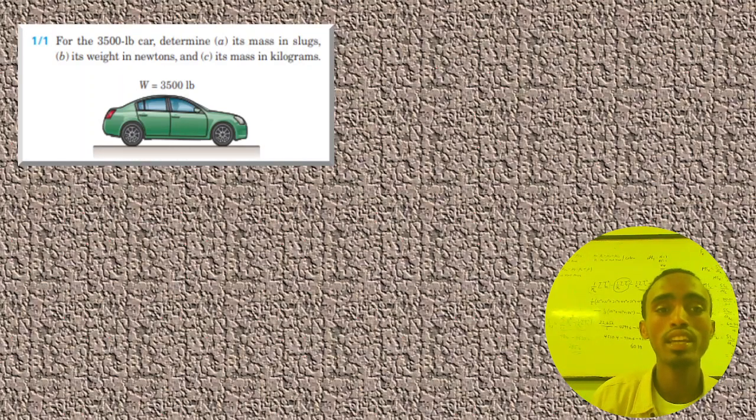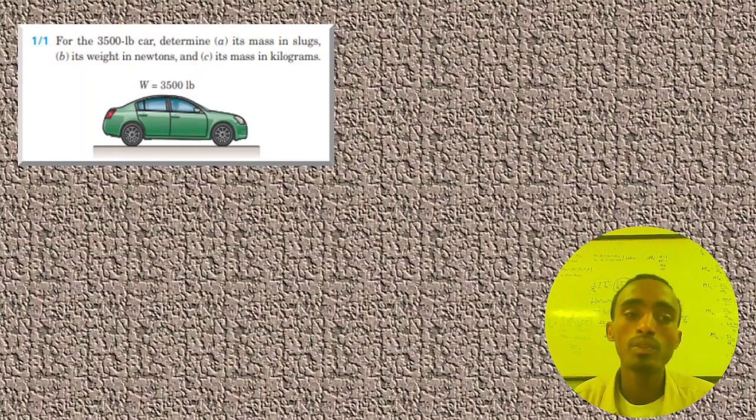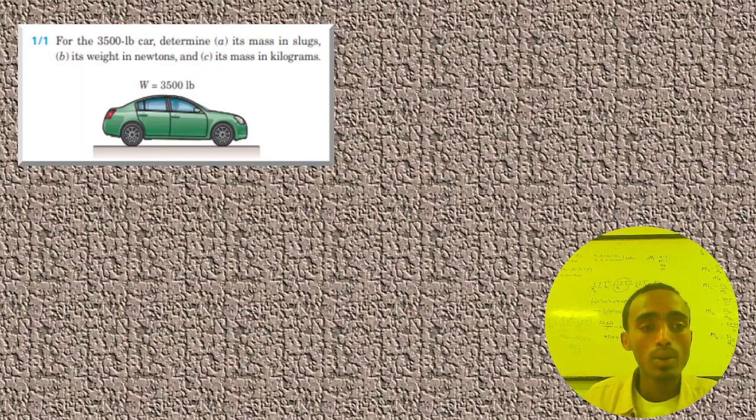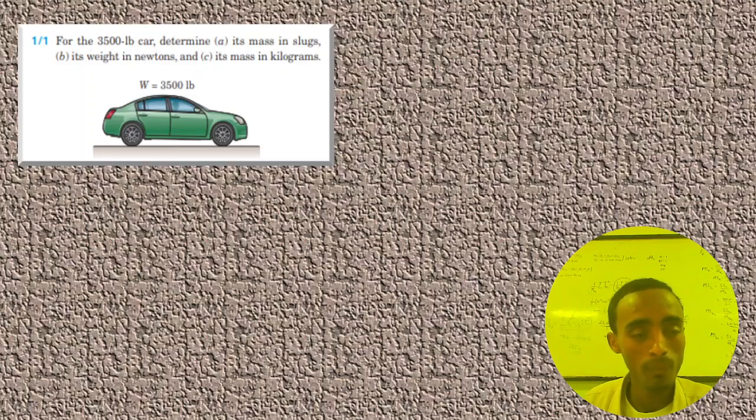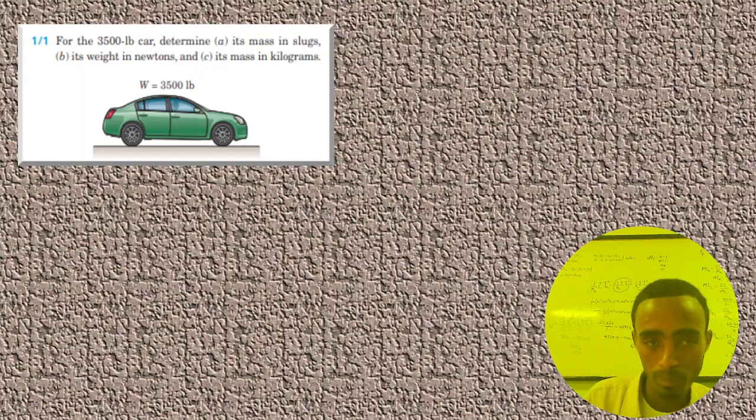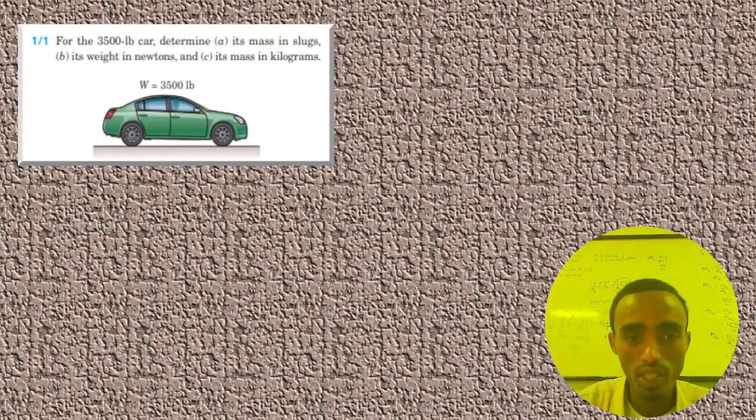For the 3,500-pound car, determine A, its mass in slugs, B, its weight in newtons, and C, its mass in kilograms. Here we can ask three questions. In order, the first is to convert pounds into slugs, the second is to convert pounds into newtons, and the third is pounds into kilograms.